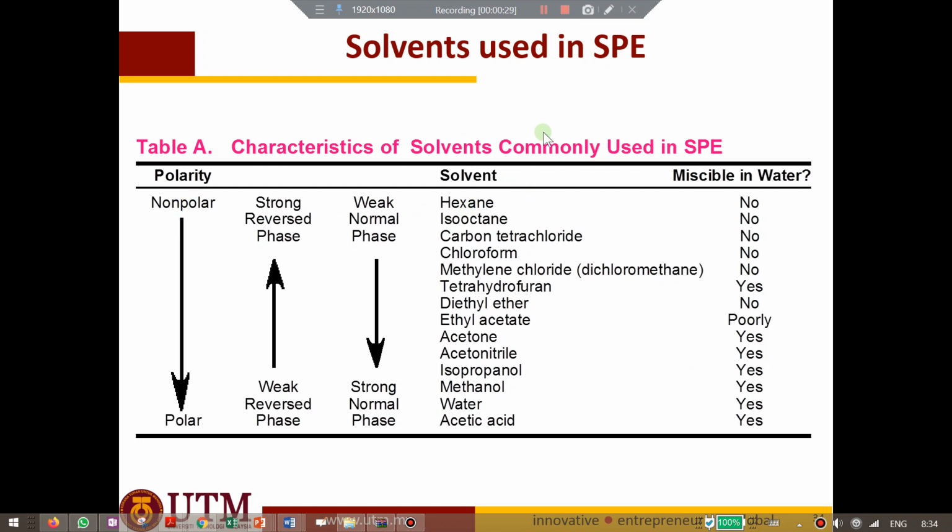If we describe the solvent, let's say they give the table, you need to describe the solvent. Maybe for the above one they ask you, what is the characteristic of the above one? Give three characteristics. So you can say it's the non-polar one, is strong reverse phase, a weak normal phase, it will not interact with the water. Okay, you can say a lot of things about it.